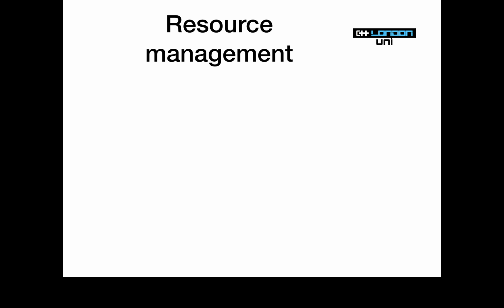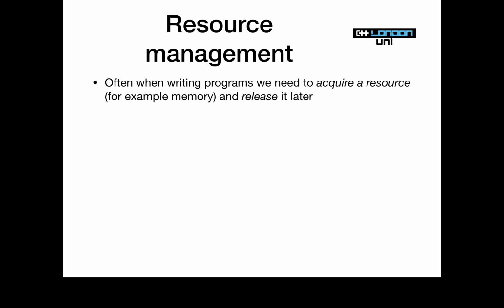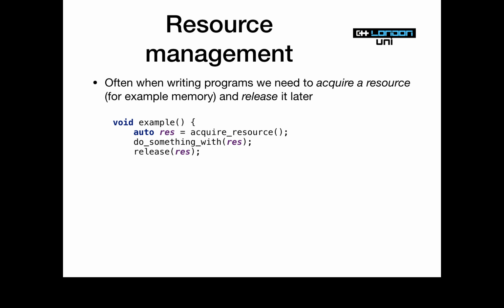So let's talk about resources. Again, I did talk about this last week, but I'll go over it again. A really common pattern when we're writing programs is that we want to acquire a resource, do something with it, and then release it later. So we call a function to acquire the resource, we do something with the resource, and then we release it.